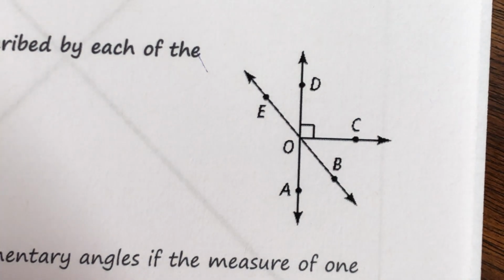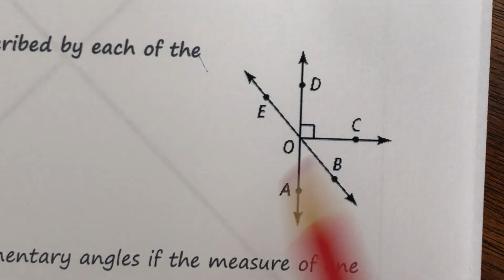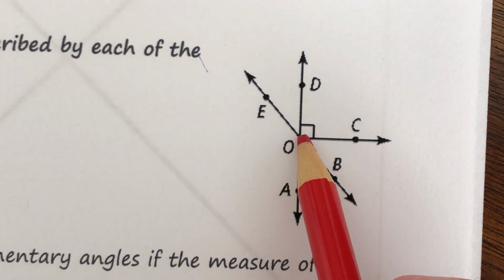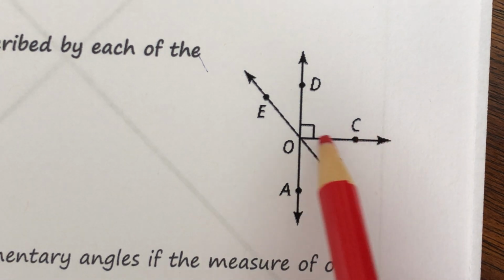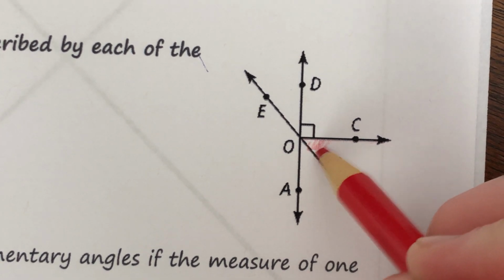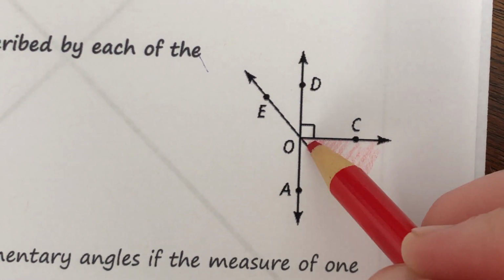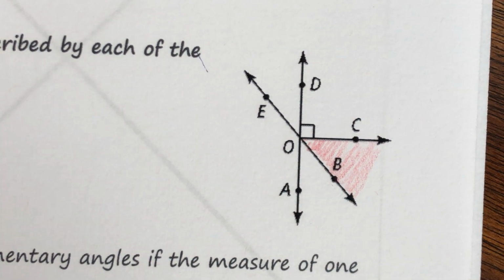It says, name an angle or angles in the diagram described by each of the following. We need to name an angle that's complementary to BOC. All right, so here's point B. O is right here. C is here. So we're talking about this guy right here, and we want an angle complementary to that.